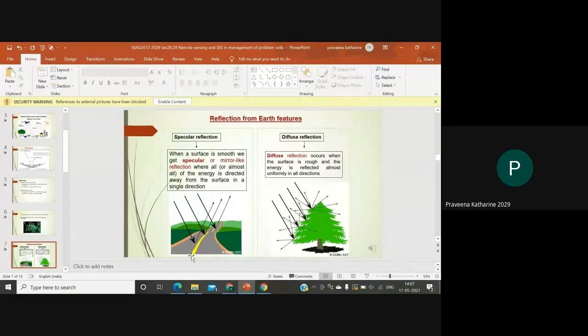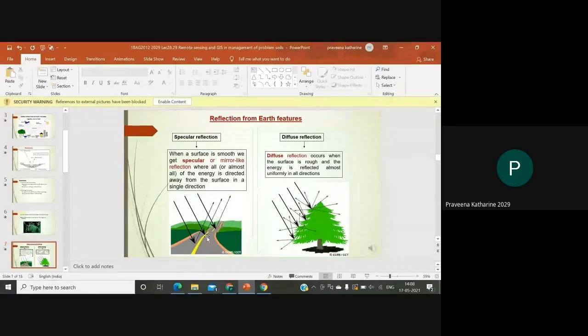Specular reflection means all the energy that falls on the object will be reflected in a single direction. Here you can find these arrows. The dark black arrows are incident energy, whereas the thin light arrows are reflected energy. All the reflection happens in one direction. This is known as specular reflection.